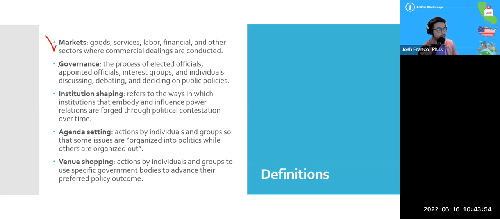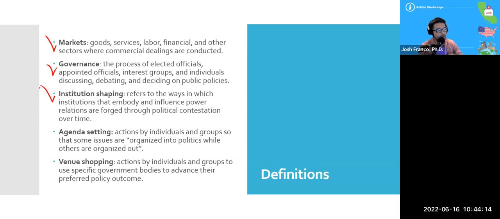Next, we have governance. Governance is the process of elected officials, appointed officials, interest groups, and individuals discussing, debating, and deciding on public policies. Governance is like the wrap-around term that captures basically all of the political policy processes and the people involved.